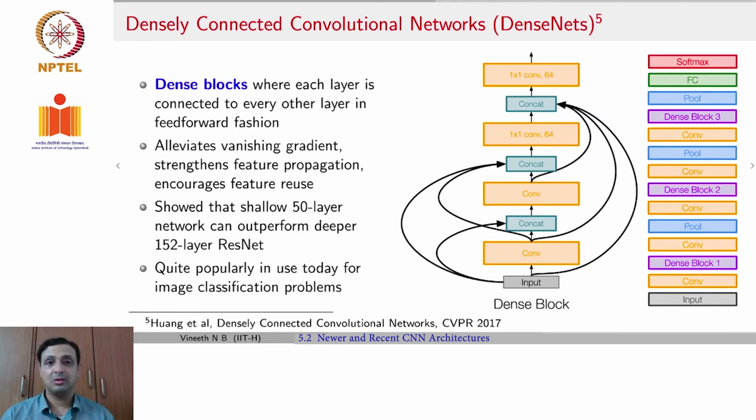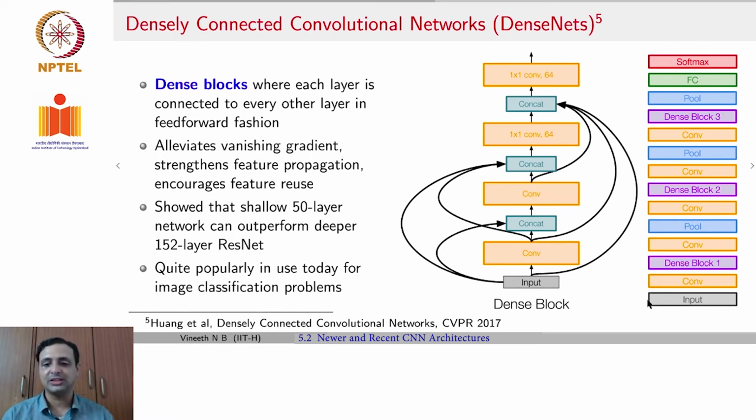Similar to ResNets, this also alleviates the vanishing gradient because of those identity connections that keep giving a stronger gradient through these dense net blocks. And they showed that using this approach, a shallow 50-layer network can outperform a deeper 152 layer ResNet. Of course, you have to keep in mind that the word shallow here is a relative term with respect to 152 layers. This is popularly in use today for image classification.